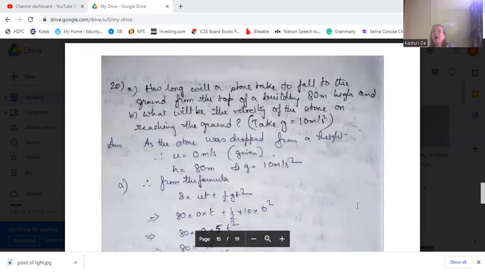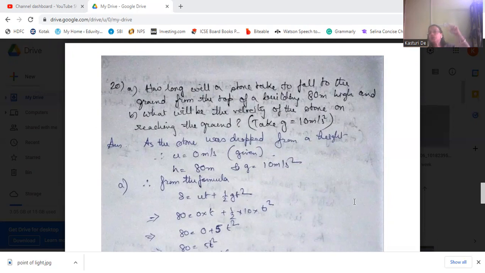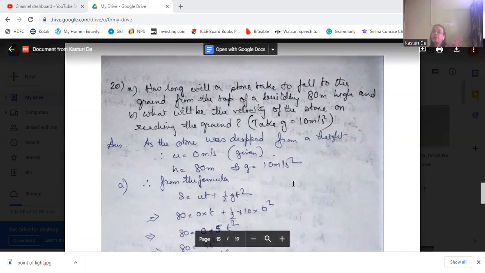Now, how long will a stone take to fall to the ground from the top of a building 80 meters high? And another question: what will be the velocity of the stone on reaching the ground? As the stone was dropped from a height, its initial velocity was 0. Free fall it is, so initial velocity is 0. And height is 80 meters, it's given. g is also given as 10 meters per second square.